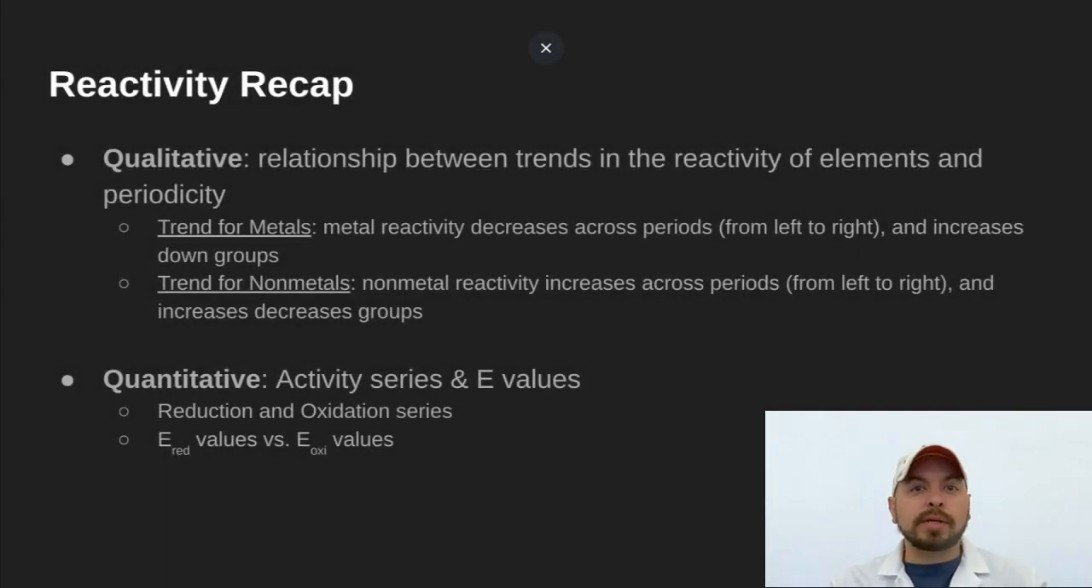So that wraps up today's video. Today we looked at reactivity as it pertained to metals losing electrons and nonmetals gaining electrons. We talked about reactivity utilizing both the concept of a periodic table trend, but then also the evidence of activity series, and then the foreshadowing of what we're going to do in the future, which is looking quantitatively at something called the E values, E of oxidation and E of reduction.